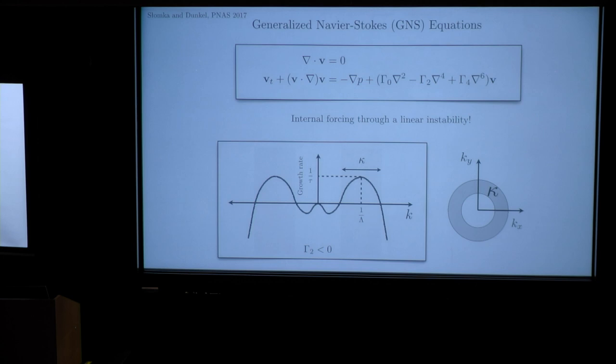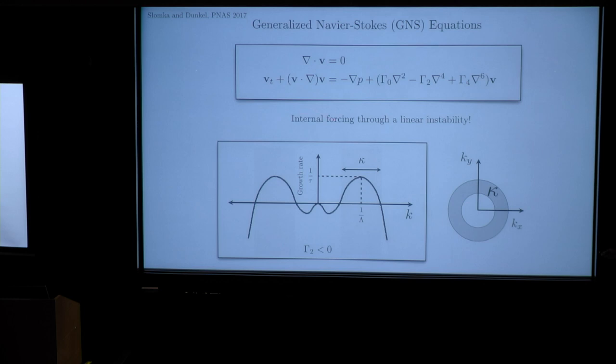This is a minimal model that talks about an incompressible velocity field. And you have a Navier-Stokes-like momentum equation with some higher order terms that are here. These gammas are essentially phenomenological parameters that you put into the system to create an internal forcing through a linear instability. That's essentially the basic idea.